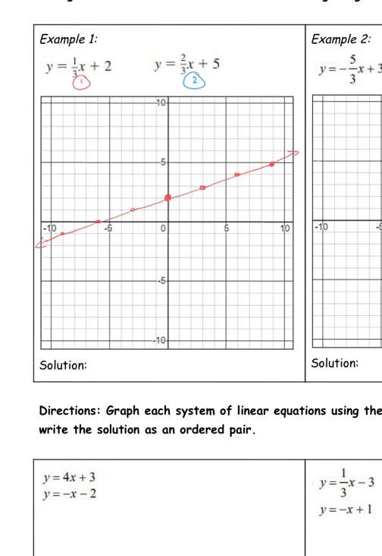All right, now let's take a look at the second one. All right, so I have 2/3 x plus 5. So I'm going to start at my y-intercept of 5, up 2 over 3, up 2 over 3. Then I'm going to go down 2 over 3, down 2 over 3, down 2 over 3, and then connect my points.